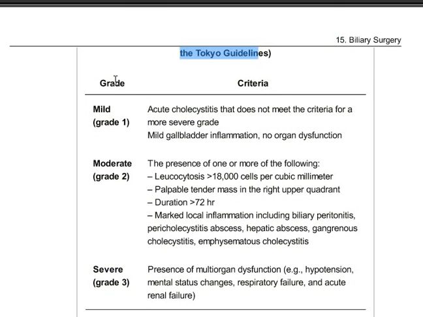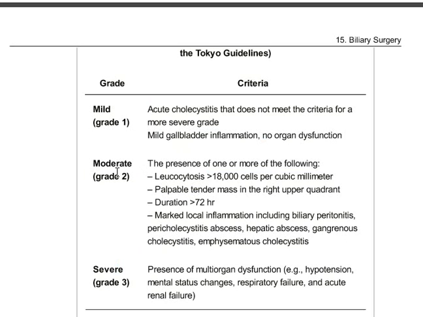Here are the Tokyo guidelines. Okay, here is the grade of the cholecystitis: mild, grade 1; moderate, grade 2; and severe, grade 3. Mild acute cholecystitis is acute cholecystitis that does not meet the criteria for the more severe grades. So it is an acute cholecystitis without any signs of moderate or severe cholecystitis. Mild gallbladder inflammation, no organ dysfunction.